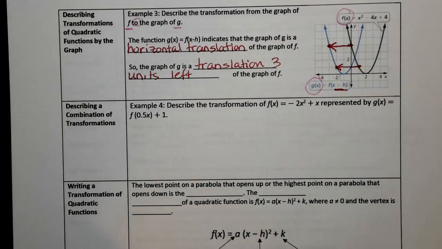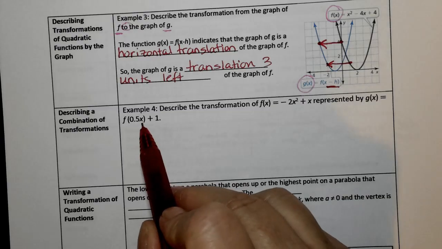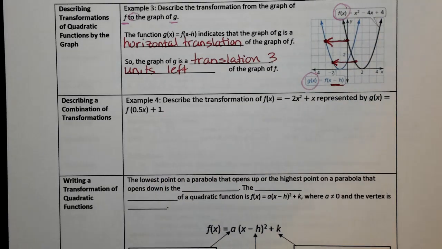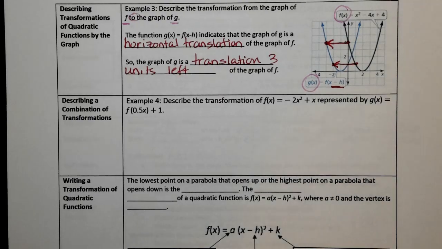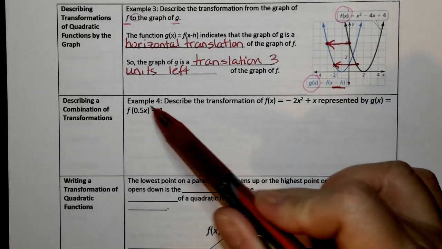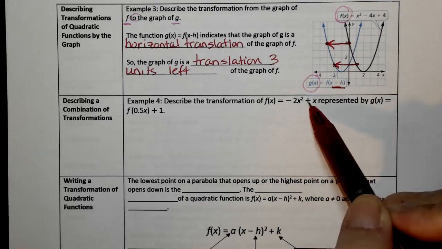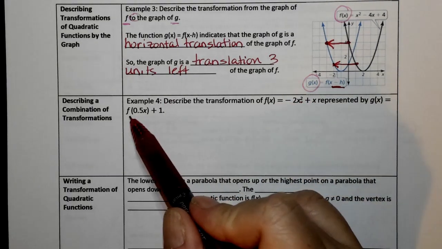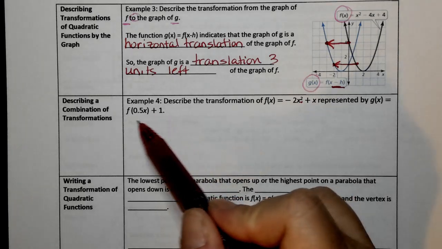All right, next example. Describe the transformation of f of x equals negative 2x squared plus x, represented by g of x equals f of 0.5x plus 1. So this is kind of like, I think it was lesson 1.2, the lesson everybody hated, that this gave us our directions on this one. Like, we don't care where this one is. We don't care where that one is. We're going to take this graph and we're going to move it again based on these directions. So you got to know how to find the direction.